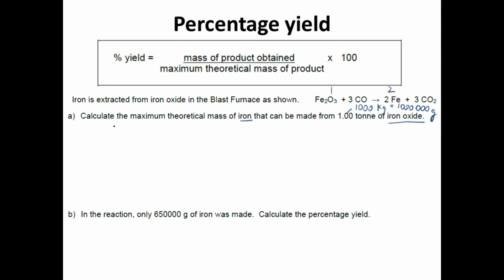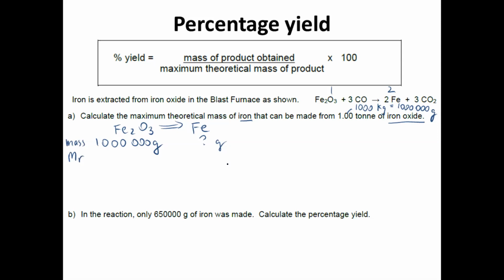So I could maybe write it like this, Fe2O3 turns into Fe. So instead of copying the whole reaction, I'm just making it shorter. So I will have 1,000,000 grams of Fe2O3 and question mark grams of Fe. So this is my mass. Now, then I'm going to work out the MRs.